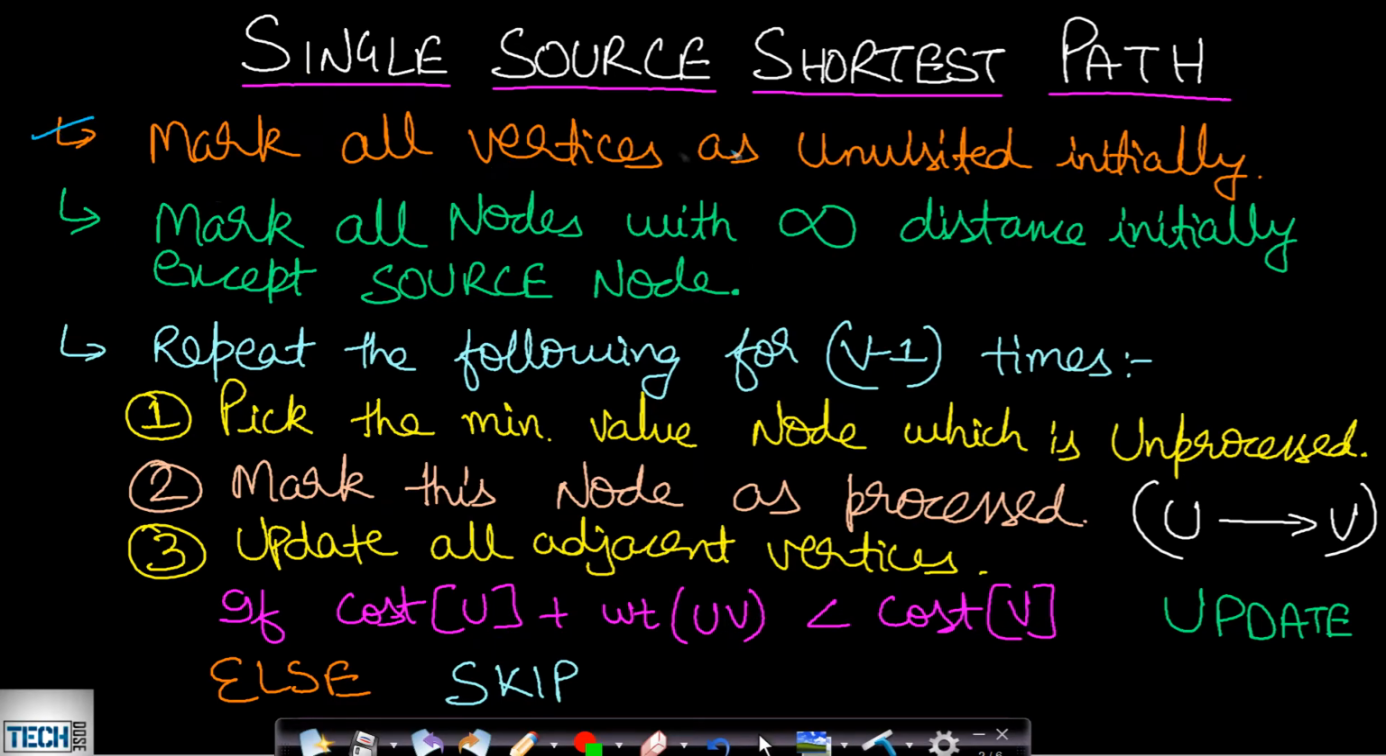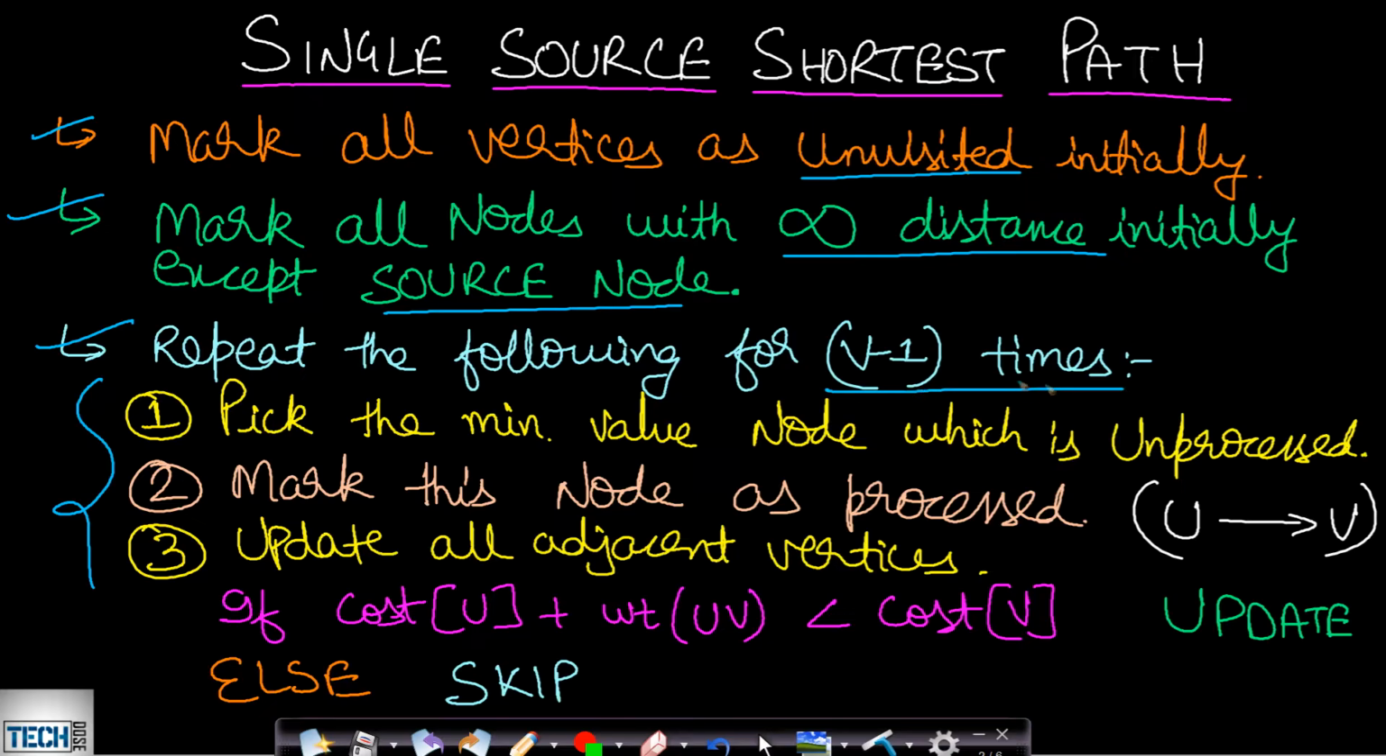First, we will mark all the vertices as unvisited, and then we will mark all the nodes with infinity distance initially except the source node, so that the source node gets selected first. Now we need to repeat these steps v-1 times in order to select v-1 edges, so that it covers all the v vertices. The first step is to pick the minimum value node which is unprocessed. Initially our source node will get picked. The second step is, whatever node is picked, we mark it as processed.